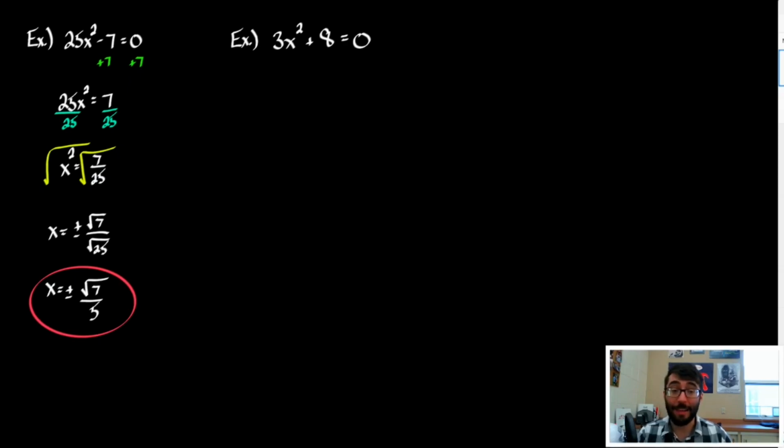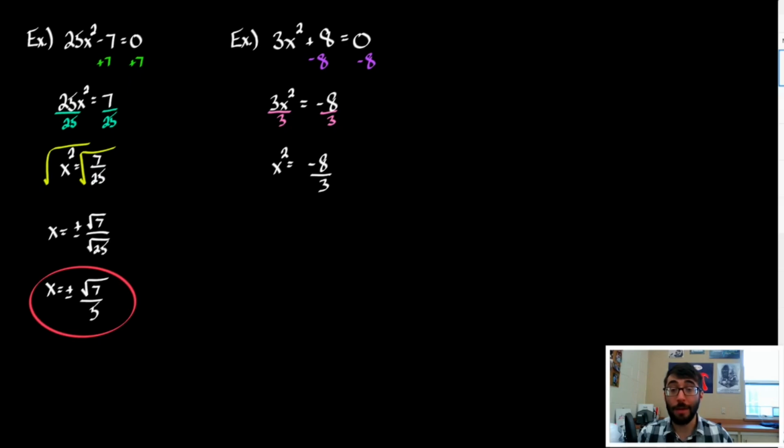So I'm going to isolate the x squared. I'm isolating the quadratic term. So I'm isolating x squared, so I need to subtract 8 from each side. And when I do that, I get 3x squared is equal to negative 8. Now I still don't have x squared isolated, so I need to divide each side by 3, which is going to get me x squared is equal to negative 8 thirds, or negative 8 over 3.